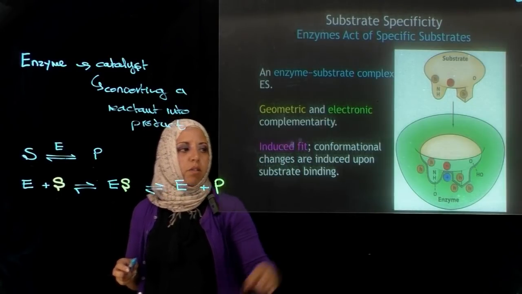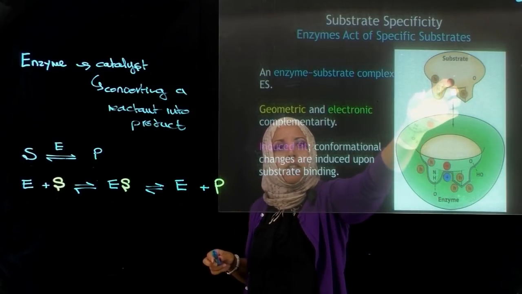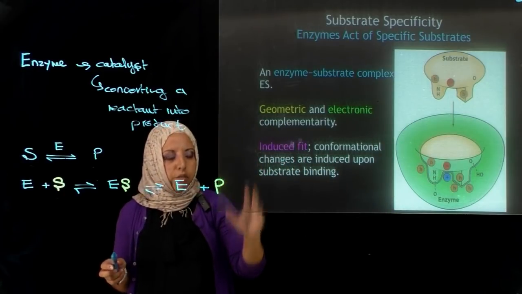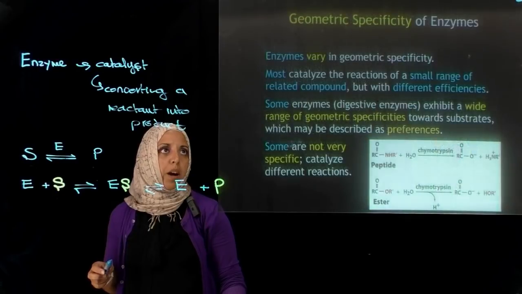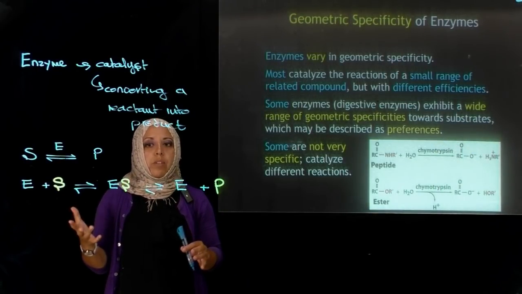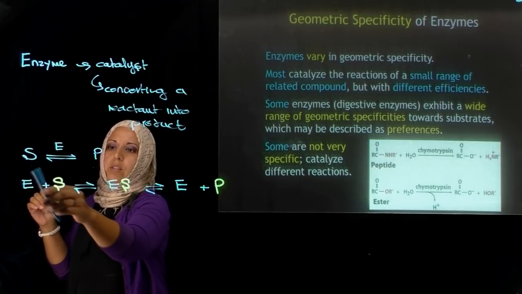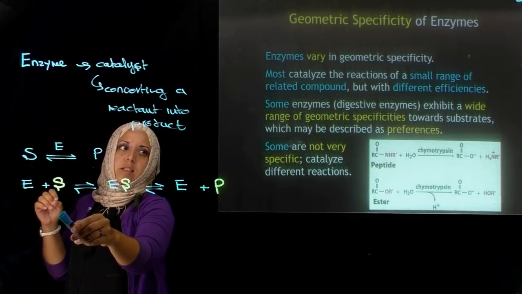That has to do with the active site itself and the substrate itself. Does it fit very well within the active site? Does it matter if there's small variation within the substrate or not? Then we're talking about the geometric specificity. And enzymes vary. Most catalyze only a small range of substrates, right? So a given enzyme might only catalyze a few different substrates.